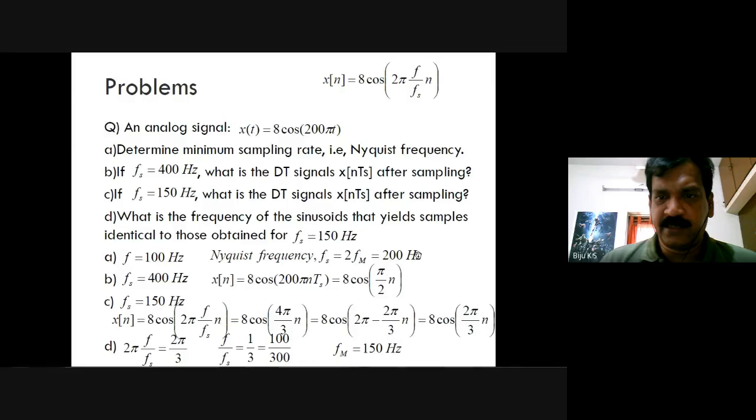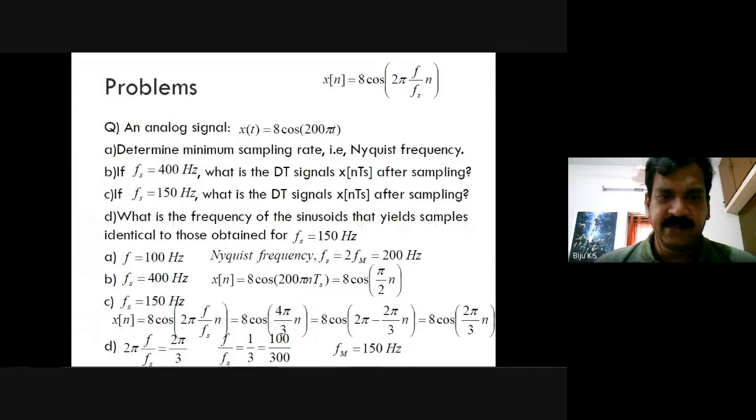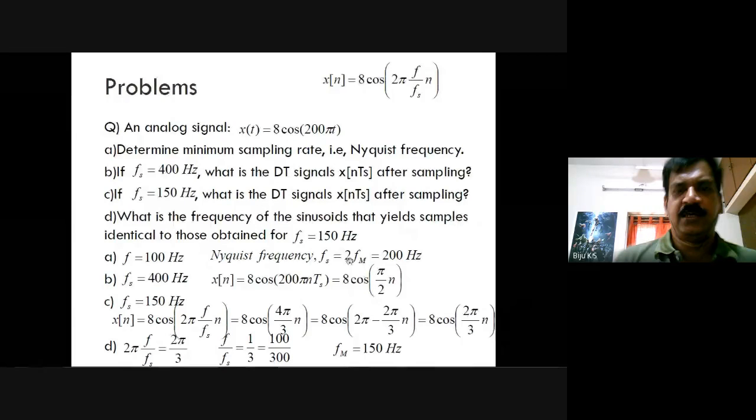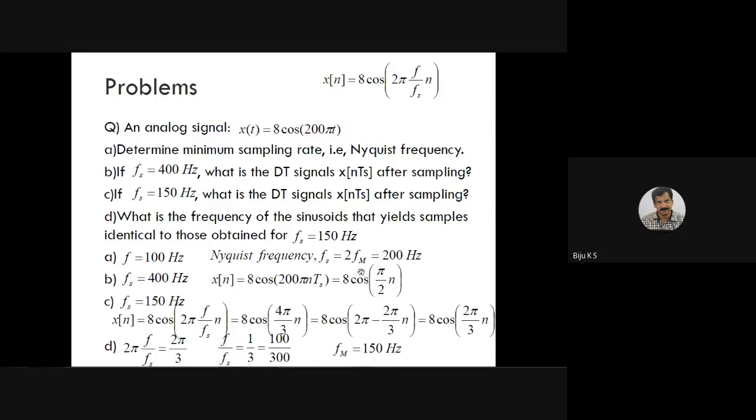Normally we say that the sampling frequency should be greater than the Nyquist frequency. So at least, for proper reconstruction, fs should be equal to 2f, or preferably the sampling frequency should be greater than the Nyquist rate, but not too much greater. That condition is called oversampling.